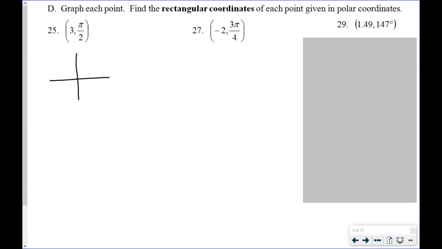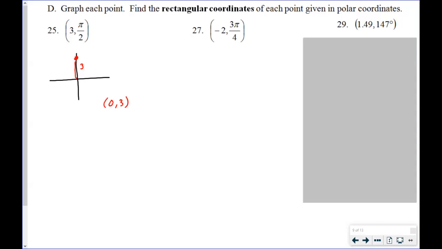Okay, so let's graph it. Pi over 2, positive y-axis, 3 units away from the origin. Looks like that. Right, and that is 3. Now, if you look at the picture, hopefully we could figure out what the rectangular coordinates are relatively quickly. 0, 3. But the math will always work itself out as well.